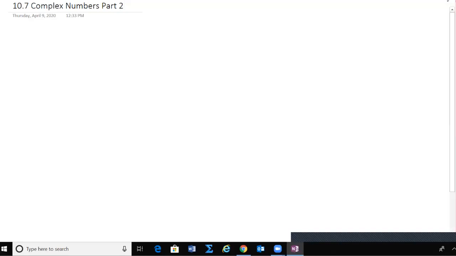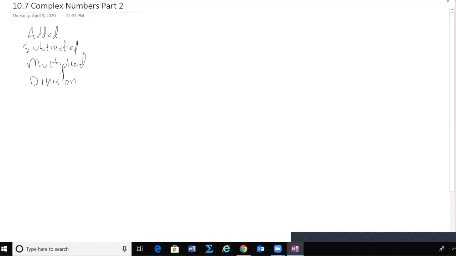We're back again here, and we're going to do some more work with our complex numbers, part 2. Okay, so we've already added, we've subtracted, and we've multiplied with our complex numbers. We're going to do some division now, show you how that works.